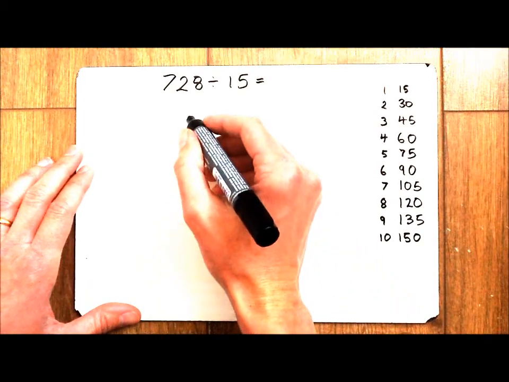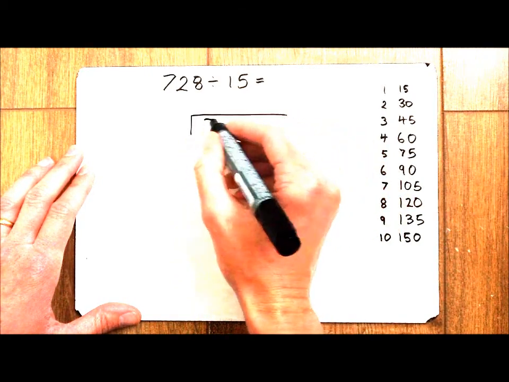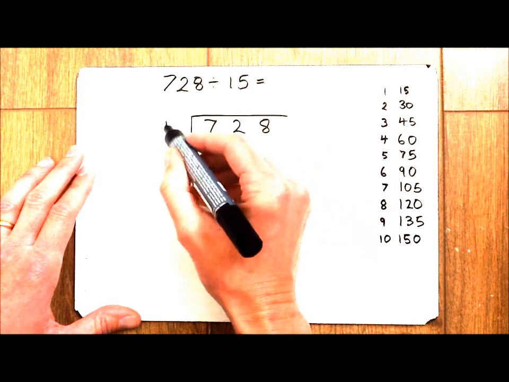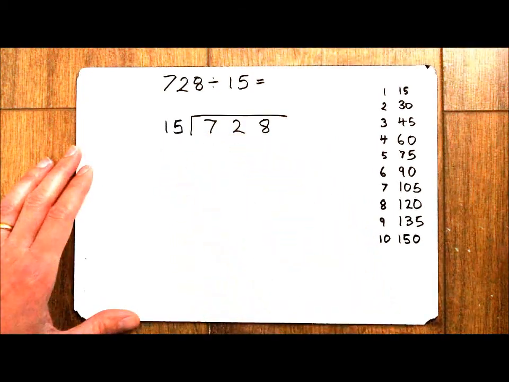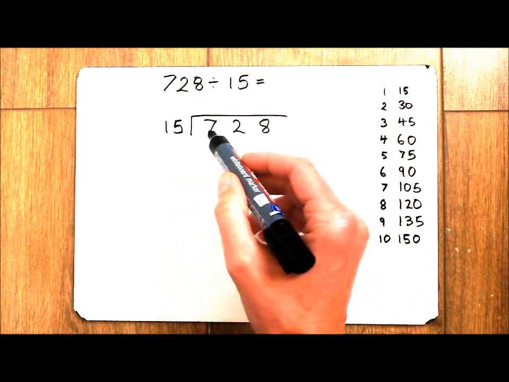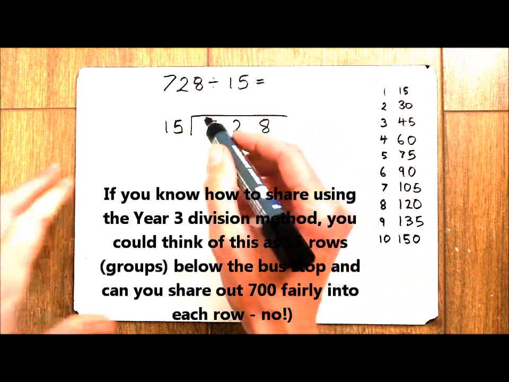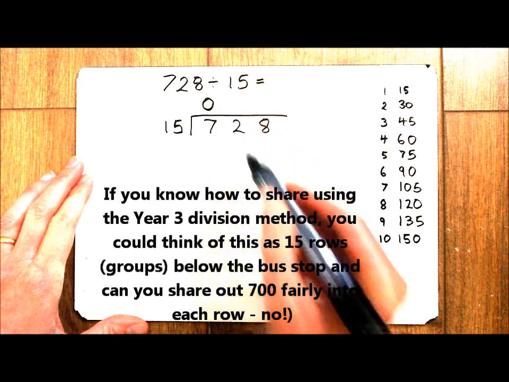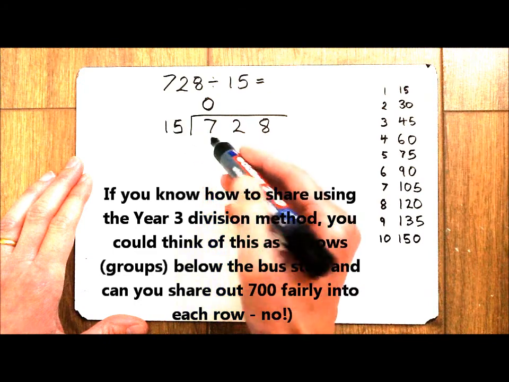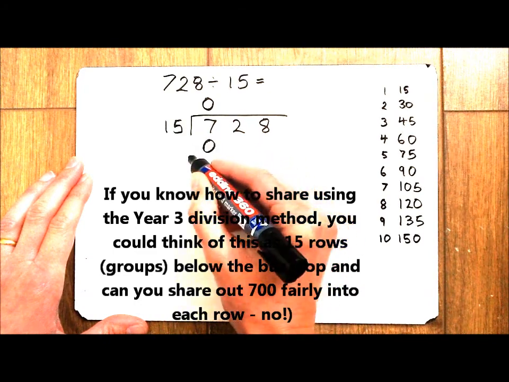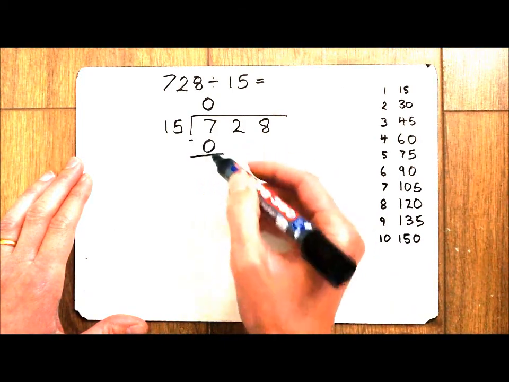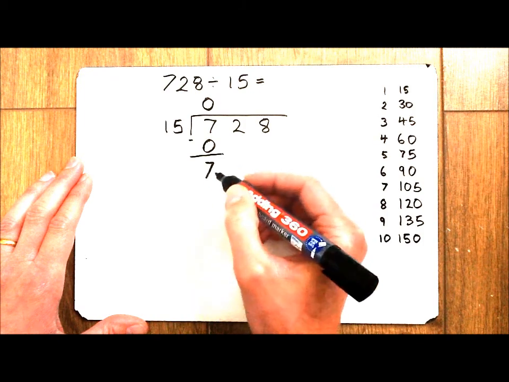So let's put it into the bus stop first. 728 goes inside the bus stop, and the number I'm dividing by goes on the outside. So the first thing I'm going to say to myself is, how many lots of 15 fit into 7? None. So I'm going to put the 0 above the 7, above the bus stop, and then 0 lots of 15 are 0. Put a little line underneath. And I'm going to do 7 take away 0, which gives me a 7.